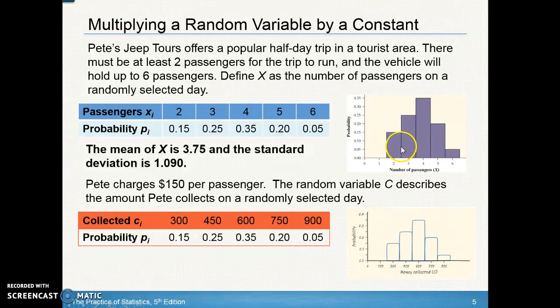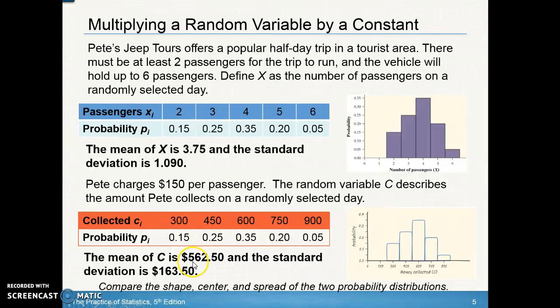Actually, if you take a look at them, they look pretty similar. The only thing that's changed is my x-axis. It went from the number of passengers to the amount of money collected, but the probability stays the same. If I have a 15% chance of having 2 passengers, I still have only a 15% chance of collecting $300. So they look very similar. The only thing that's changed is my x-axis.